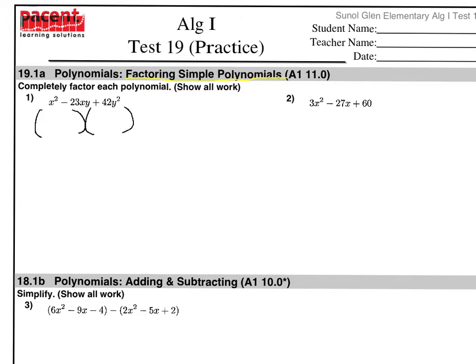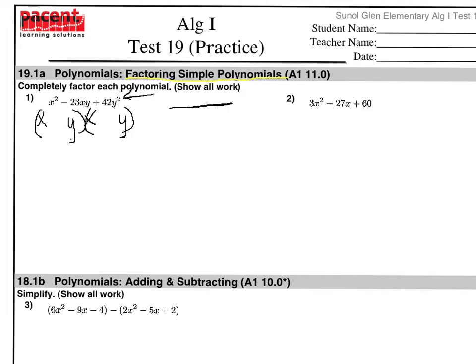I'm going to do all the things that I know first. I know that my first term, that x squared, is made by my two first terms. So I'm going to put 2 x's there. I know that my last term is made by my last 2 terms here and here in my binomials. But this one has that variable on it, so I'm going to throw in my y's and I'll deal with my numbers in a minute.